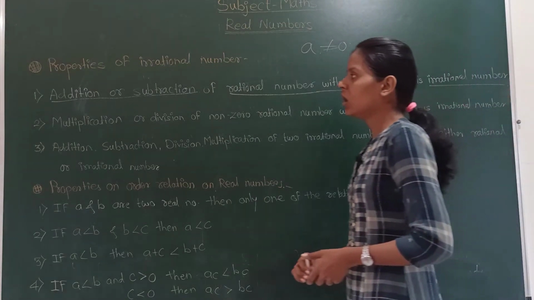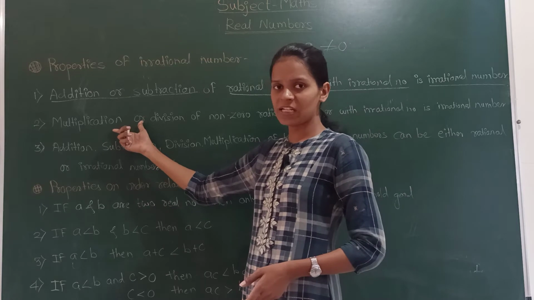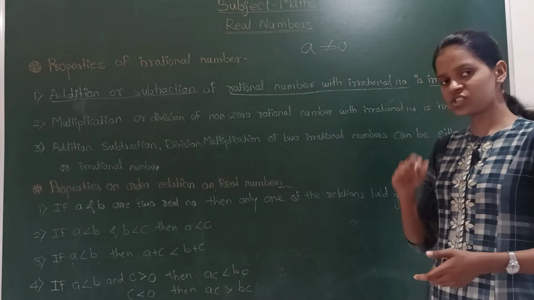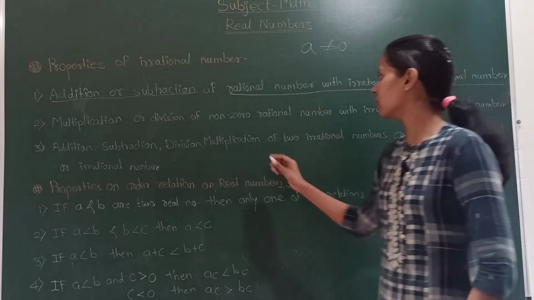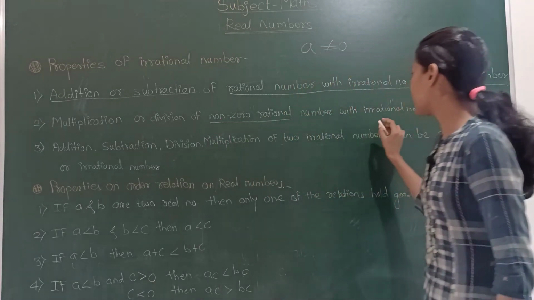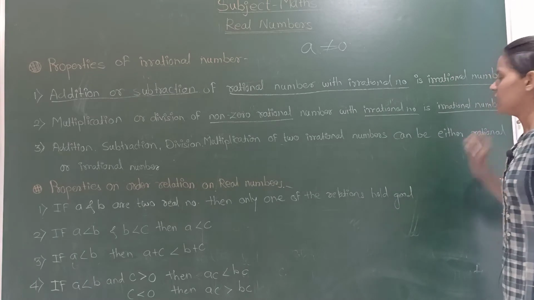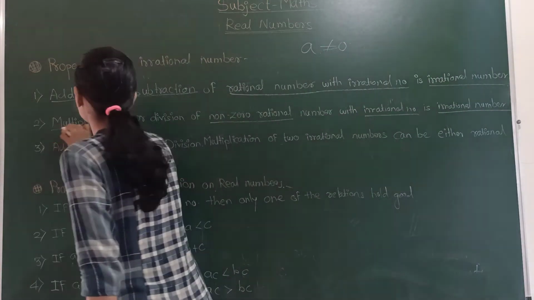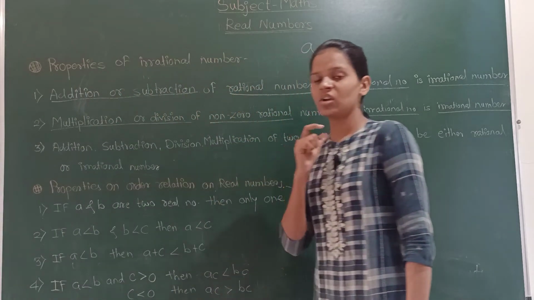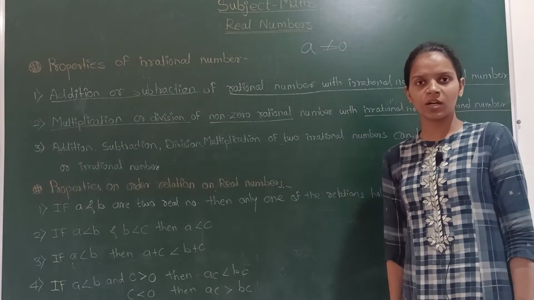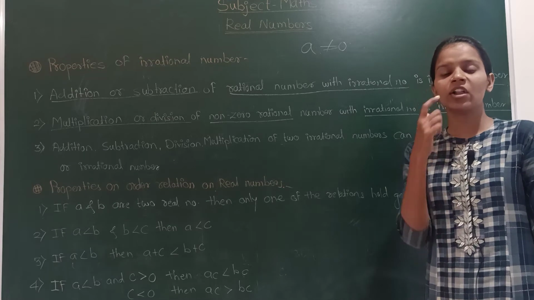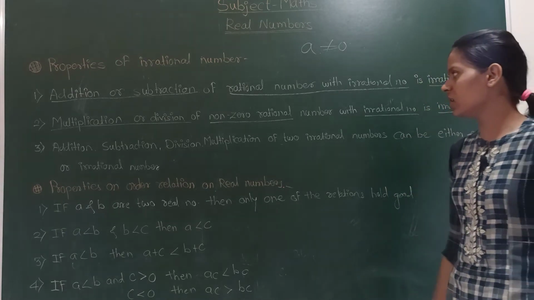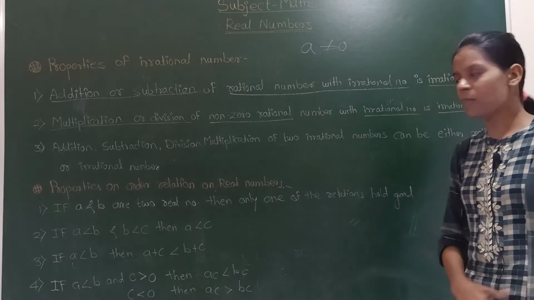Again, the mathematical operations like multiplication and division of non-zero rational number with irrational number. See, non-zero rational with irrational is irrational. Okay? Multiplication or division of non-zero rational number, the number which is other than 0, whose value is not equal to 0, with irrational number is always an irrational number.